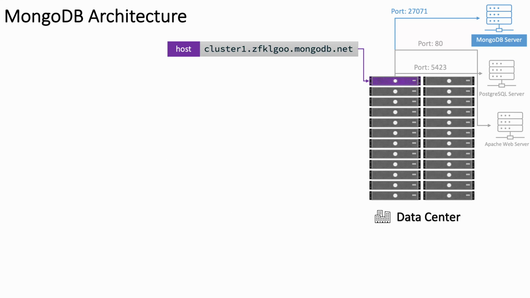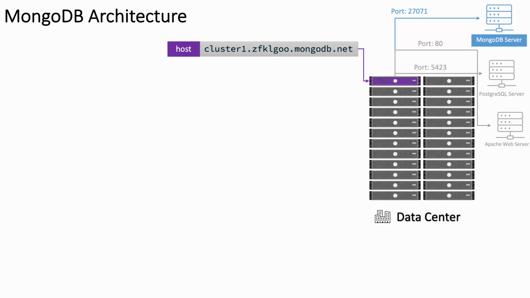Imagine a data center. There are a lot of machines, computers there, and each of those machines may run several applications. Each machine or host can be located by a specific and unique IP address or a domain name. For example, in this picture, we see a host shown in purple color. It is accessible via the internet and its address is cluster1.zfklgoo.mongodb.net.